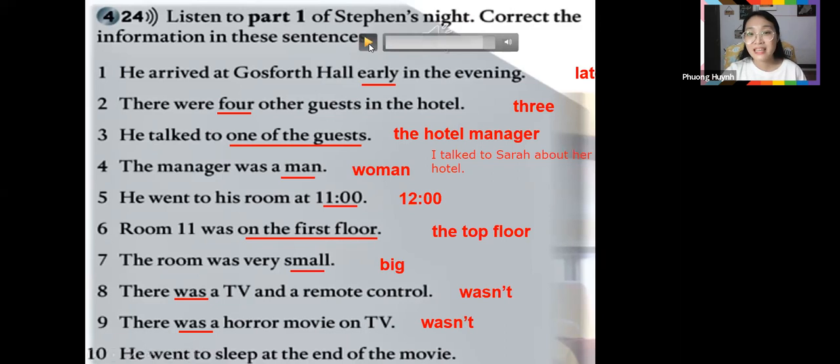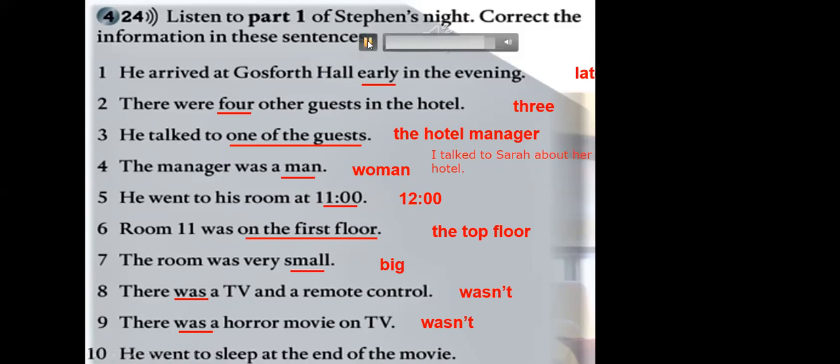he went to sleep at the end of the movie. Is that correct? I decided to watch the movie, but I was tired after my long trip, and after half an hour, I went to sleep.